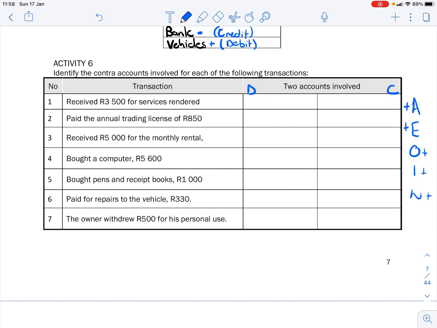So we're receiving money for services rendered. Bank is an asset that will be debited. It is increasing. Services rendered. If we have services rendered, guys, you should all remember that the account used for services rendered is current income, which is an income, and incomes increase on the credit side, so we would credit current income.